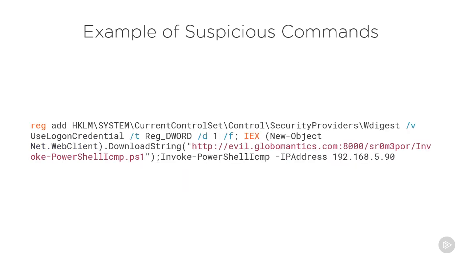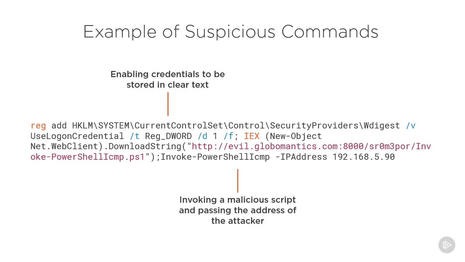In this final example, two commands are executed. The first one will set a registry value that will enable for clear text credentials to be stored in memory. If we take into consideration the previous code snippet, we can establish that the attacker will attempt to steal credentials. The second command is similar to the previous, that is used to download the module as well as pass the IP address of the attacker as a parameter.